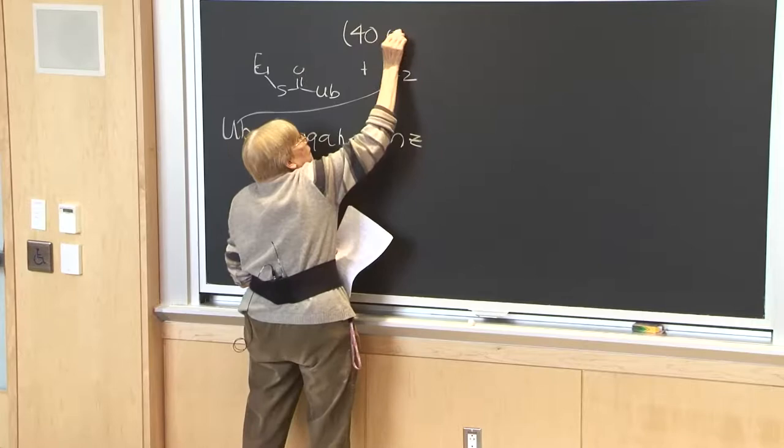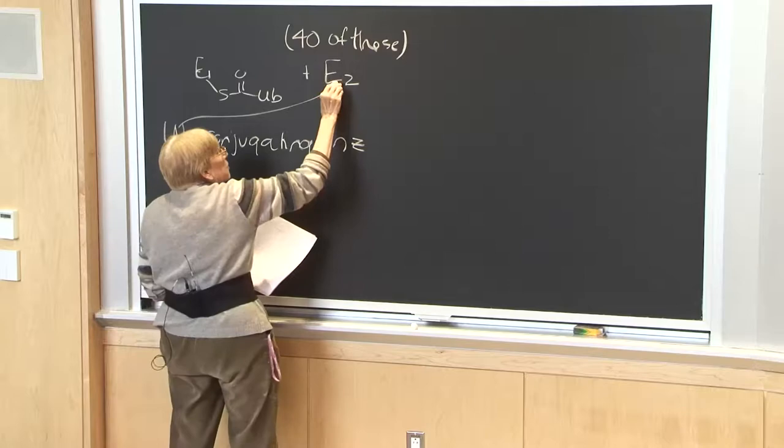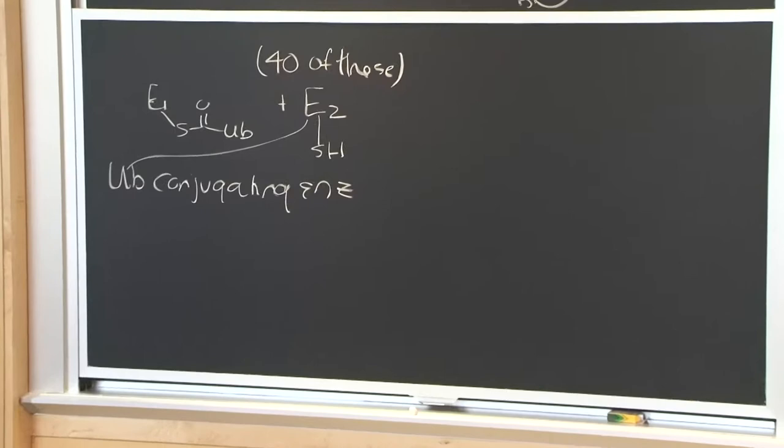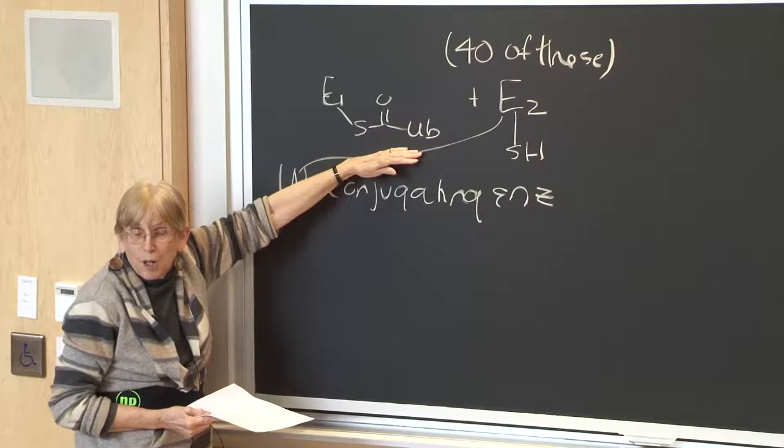Okay, and we'll see that E2 also has a sulfhydryl group that is going to play a key role in this reaction. So what we're going to do now is a simple thio-trans esterification. So we're going to transfer the ubiquitin to E2, okay, by thio-trans esterification.